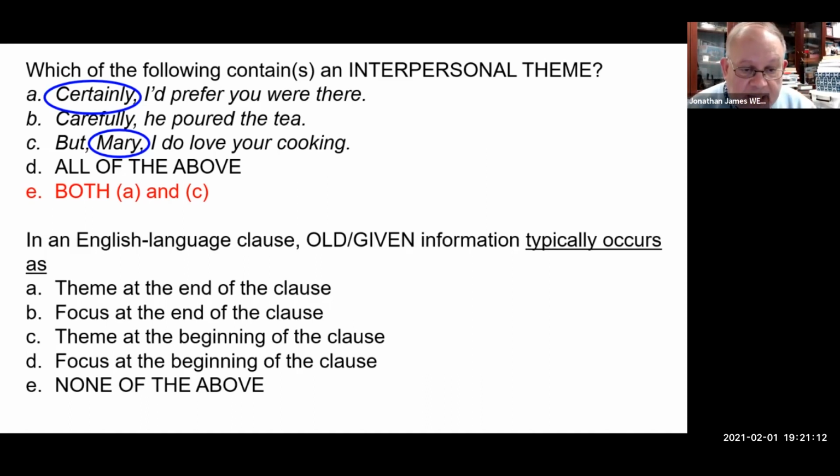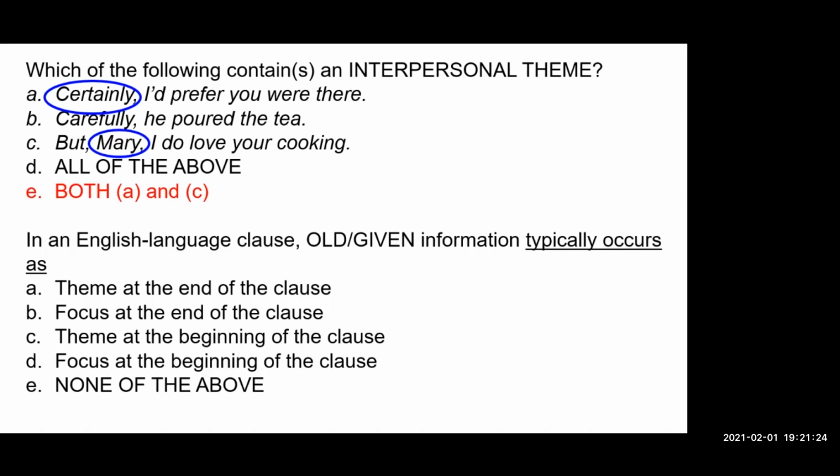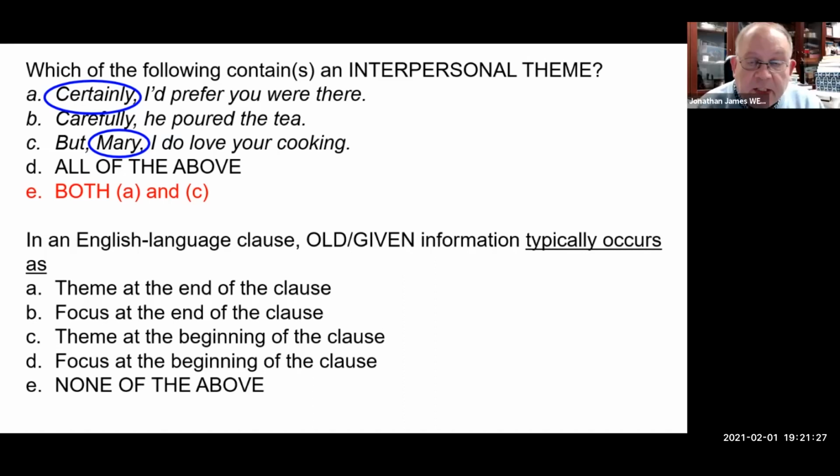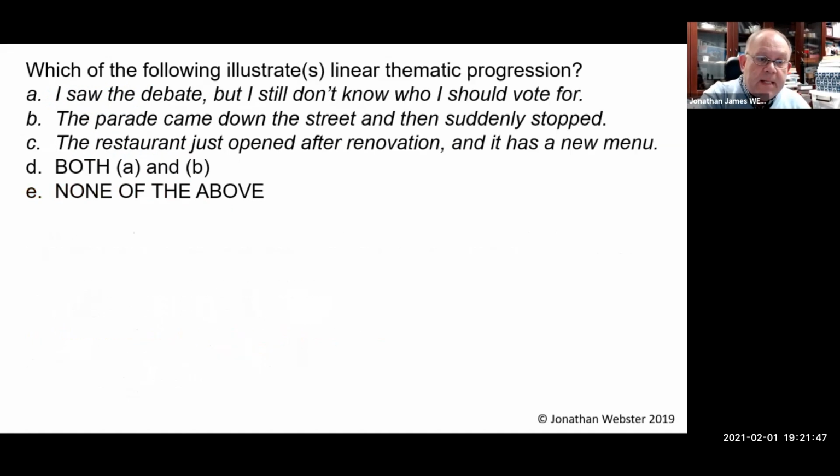Next one. In an English language clause, old given information typically occurs as theme at the end of a clause, focus at the end of a clause, theme at the beginning of a clause, focus at the beginning of a clause, or none of the above. What do you say? Any responses? Most of you got that. Theme at the beginning of a clause. Last one.